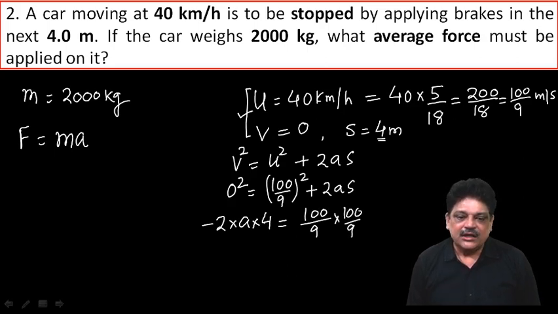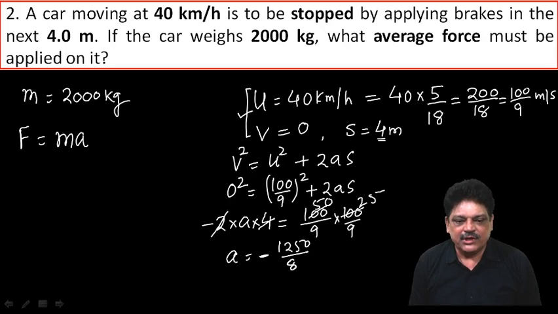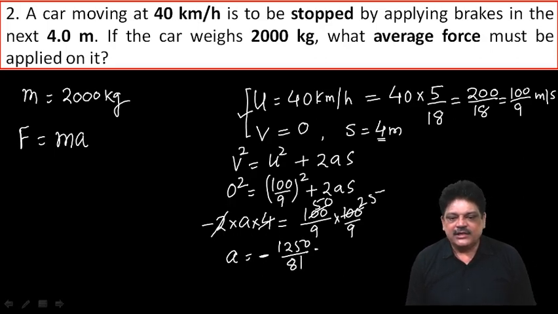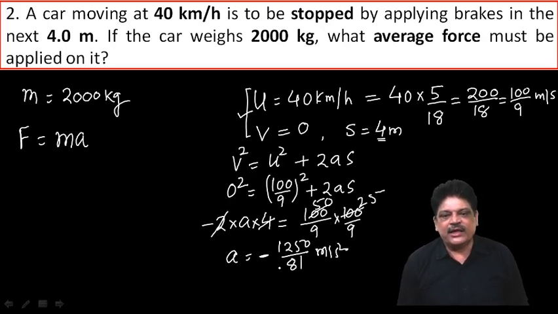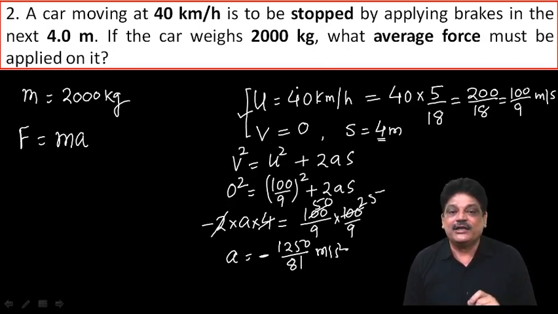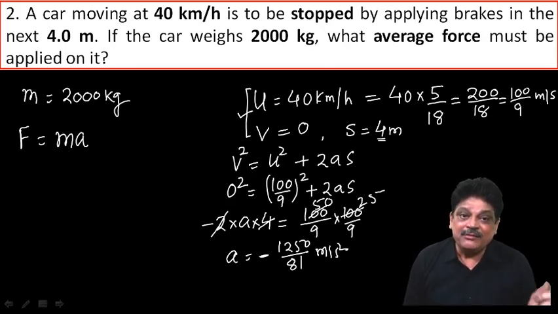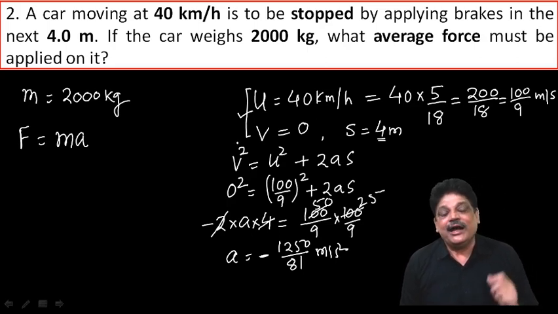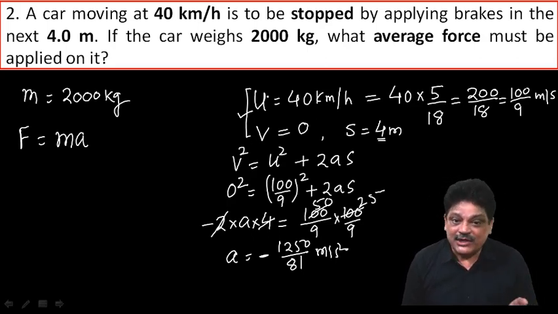Am I right? Now again simplify it. 50, am I right? 25, am I right? a is equal to, now bring this sign here, 1250 upon 81. That is the value of retardation when you apply a force on a car of mass 2000 kg running at 40 km per hour and you want to stop it in 4 meters.